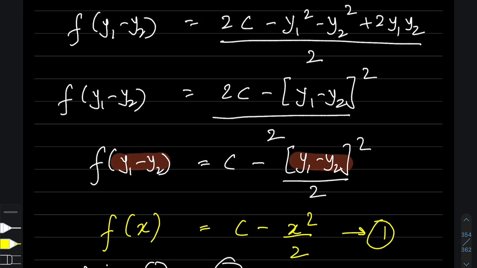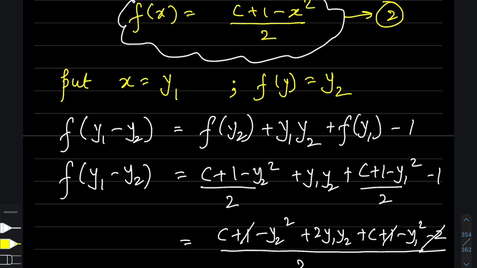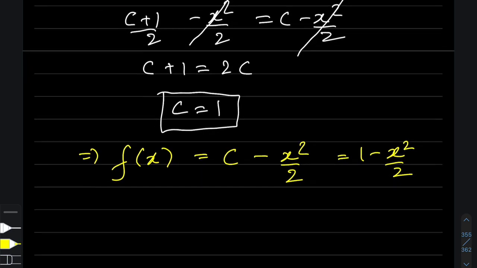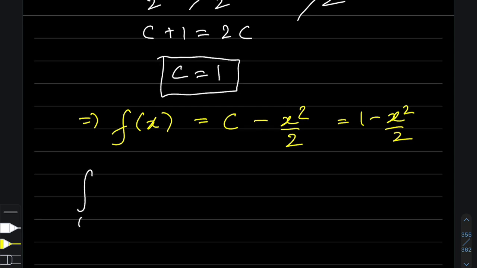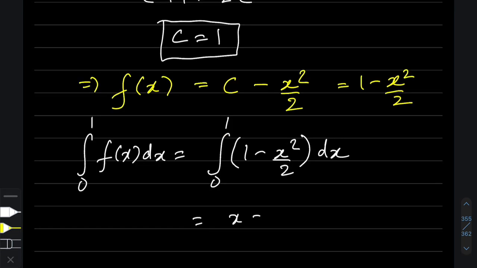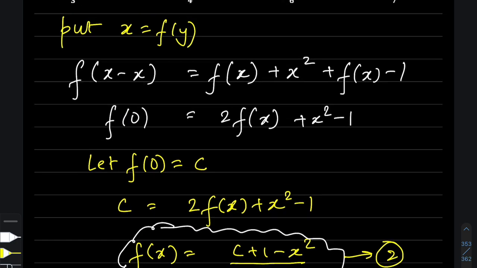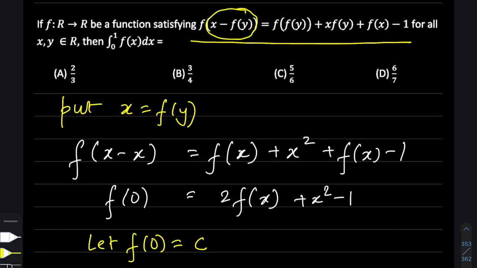Let's wind up the problem now by just integrating this function from 0 to 1. So what is the integral of this function from 0 to 1? Let's write it down. Integral of this function from 0 to 1 is as good as integrating 1 minus x squared by 2. That gives us x minus x cubed by 6. And when you put the limits of integration, it just simplifies to 5 upon 6. So the answer to this question is 5 upon 6, and the right option is option number C.